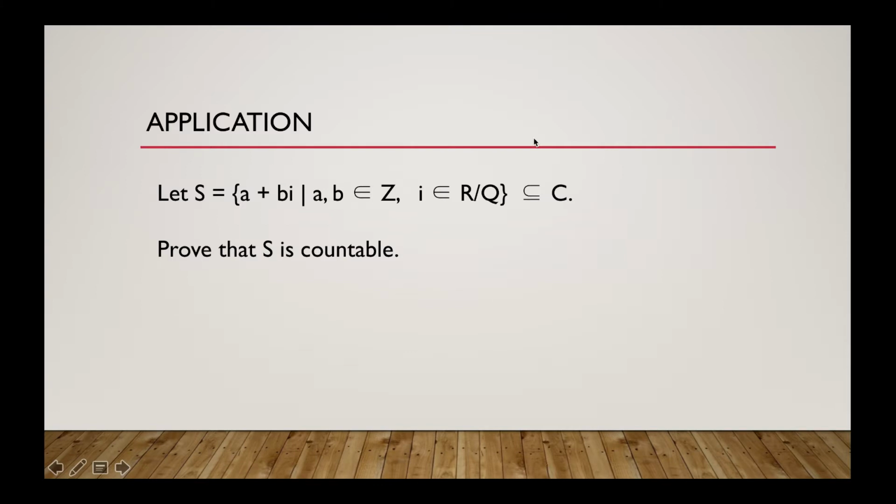Okay, here is an example about a countable set. We let set S equal a plus bi, where a, b are integers and i is an irrational number. We want to prove that S is countable. To prove this, we need to find an injection from S to the set of natural numbers.